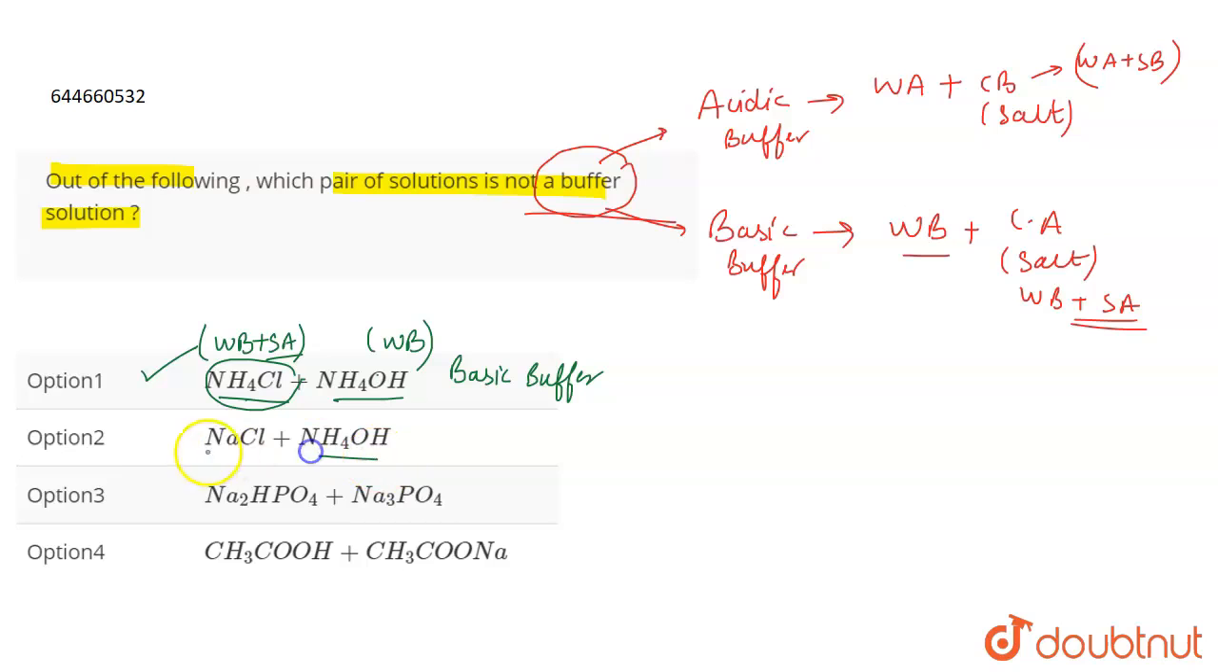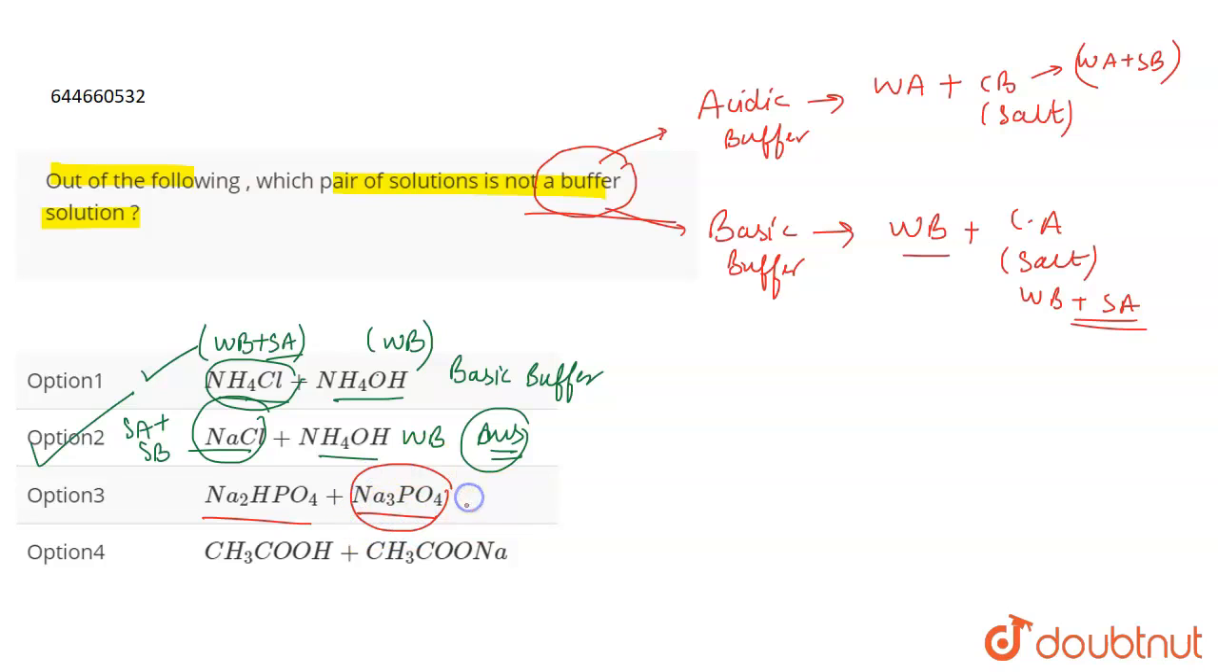The next is NH4OH and NaCl. Now, just by looking at it, we can say that this is not a buffer solution. Why? Because this is a weak base, whereas NaCl is a salt of a strong acid and a strong base. It is formed by NaOH and HCl, and such combinations do not form an acidic or a basic buffer, right? So therefore, the correct answer for this question is going to be option 2, because this does not form a buffer solution.